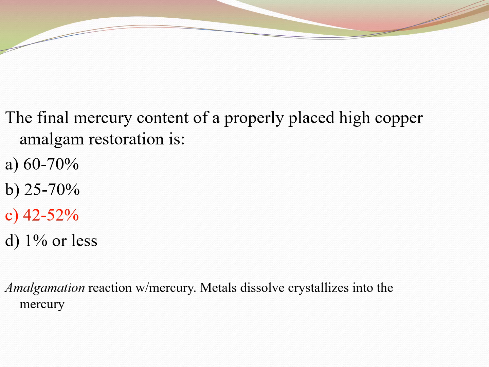Think of that. Amalgamation. Just know that term is a reaction with mercury. The metals actually dissolve and crystallize into that mercury when you're looking at using the silver and the copper. That's how that amalgamation reaction occurs, when it crystallizes in with that mercury that starts as your liquid.